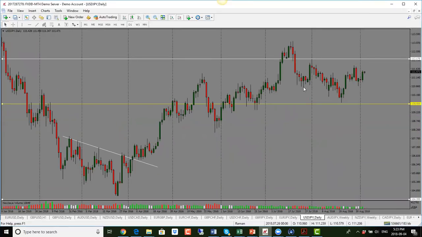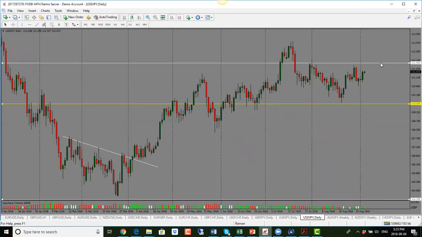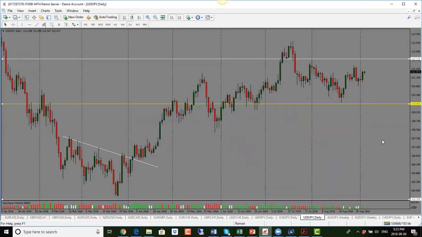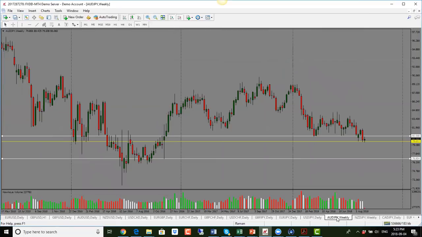Dollar yen here, this one is looking bullish as well. And for this, the next target would be 111.80 level. So bias is bullish, and beyond that, 112.20 level will be the second target. So bullish bias for dollar yen.